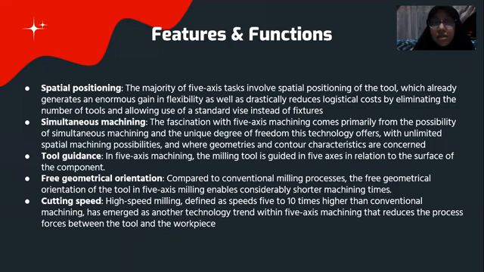In 5-axis machining, the milling tool is guided in 5 axes in relation to the surface of the component. The fourth one is free geometrical orientation. Compared to the conventional milling process, the free geometrical orientation of the tool in 5-axis milling enables considerably shorter machining times. And the last one is cutting speed. High-speed milling, defined as speed 5 to 10 times higher than conventional machining, has emerged as another technology trend within 5-axis machining that reduces the process force between the tool and the workpiece.